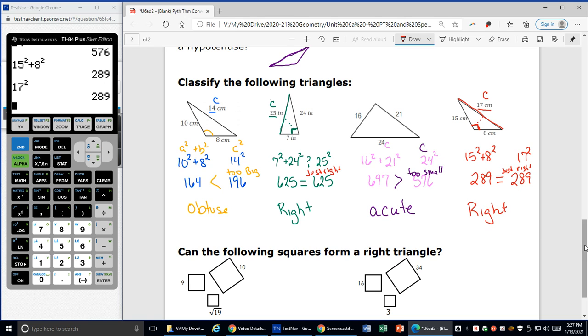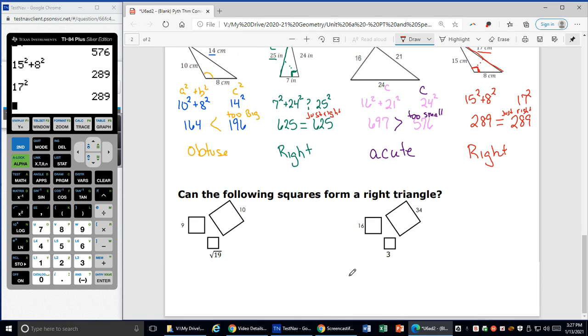There's one last type of problem you'll see that I want to squeeze into this video, and then we'll have this lesson done and ready to put in the books. Okay, can the following squares form a right triangle? We see this a lot.